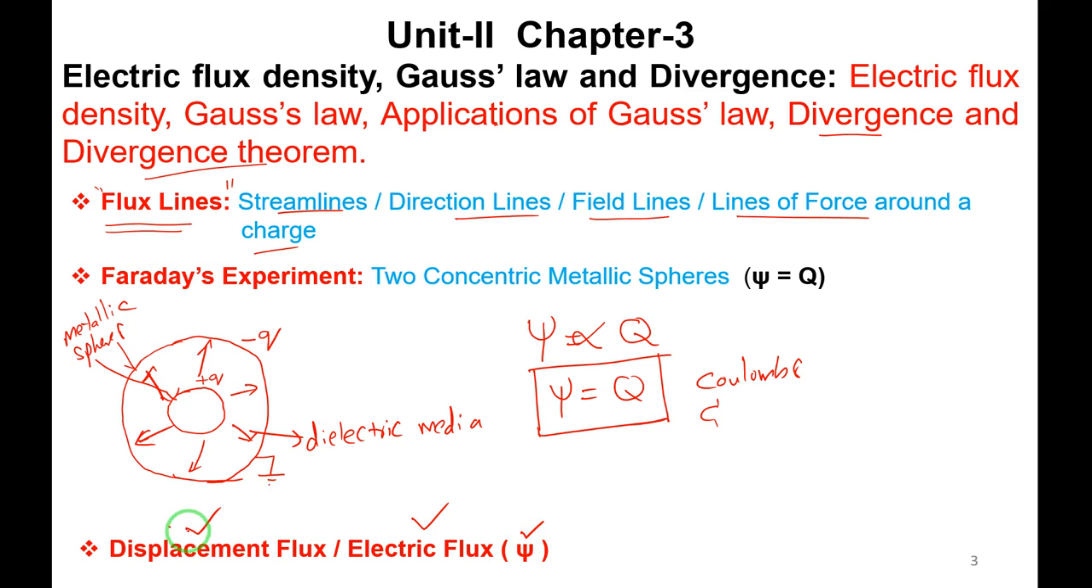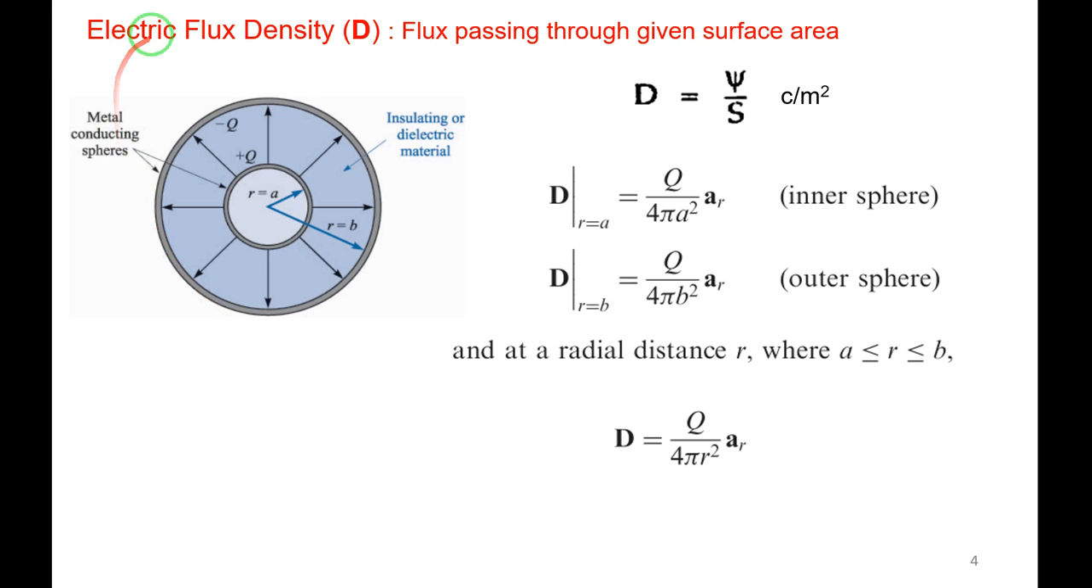Why do we call this displacement flux? Because the flux lines are displaced from the inner sphere to the outer sphere; they are moving. Hence, we can call these flux lines displacement flux. Another name for flux lines is displacement flux, or simply electric flux psi, one and the same. Next, we'll try to understand what electric flux density is.